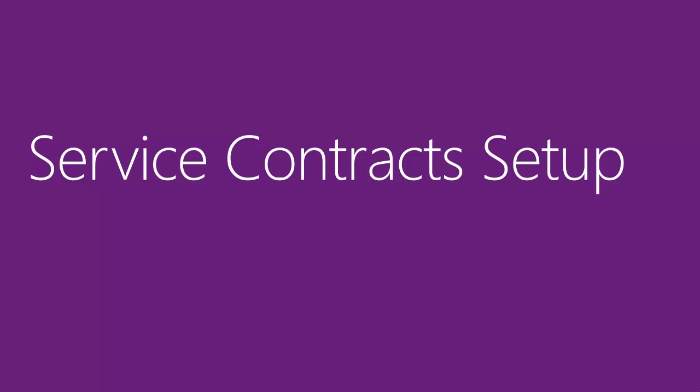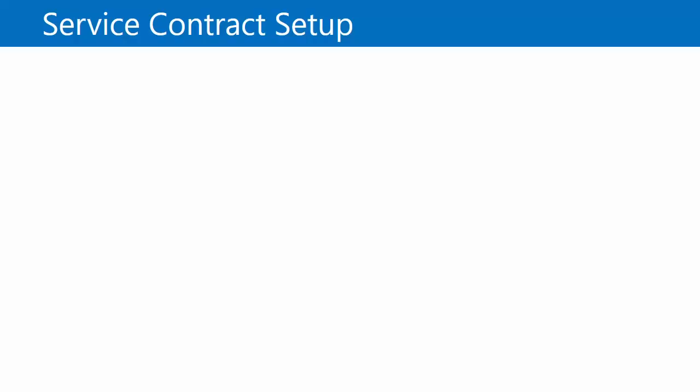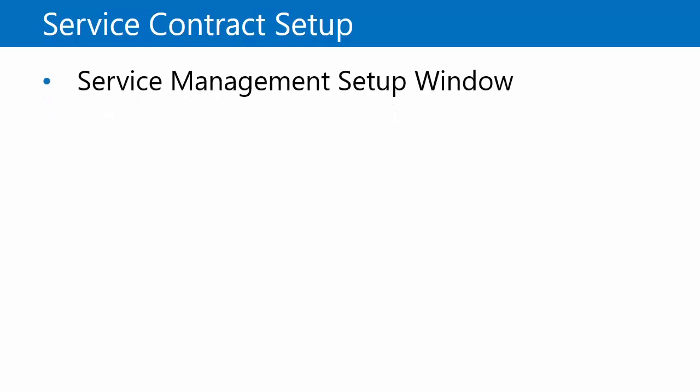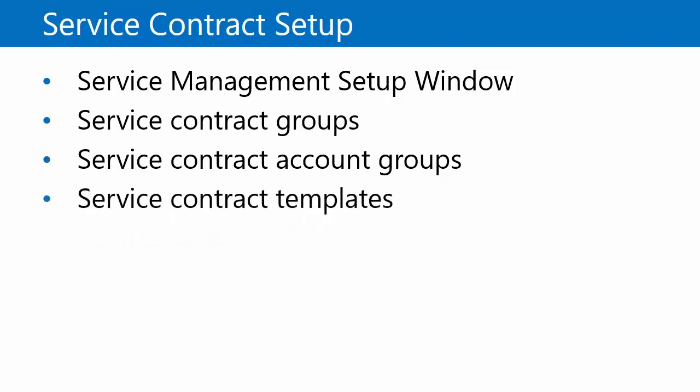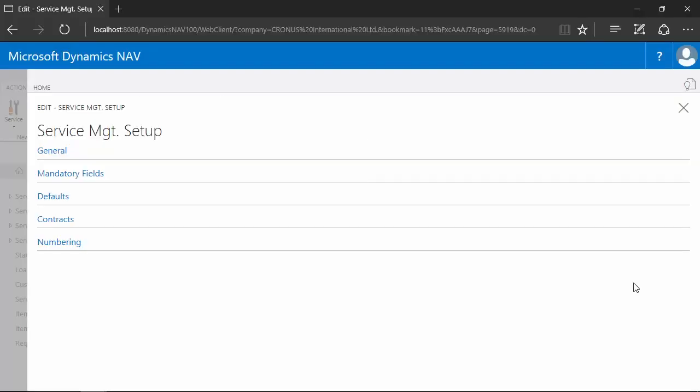Now let's first explore what needs to be set up to work with service contracts. To explore the contract setup, you need to have a look at the service management setup window, where you can find the general setup for service. Then we will specifically look into service contract groups, service contract account groups, and finally service contract templates. So let's start with the general service management setup.